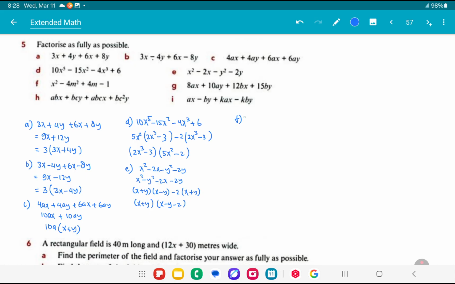For question F, x squared minus 4m squared plus 4m minus 1. So for the answer, we will do x squared minus 1 minus 4m squared plus 4m. X squared minus 1 equals x plus 1, x minus 1, minus 4m, and then m minus 1. But that's also not in simplest form, so that's the simplest form we can get. We continue with question G.